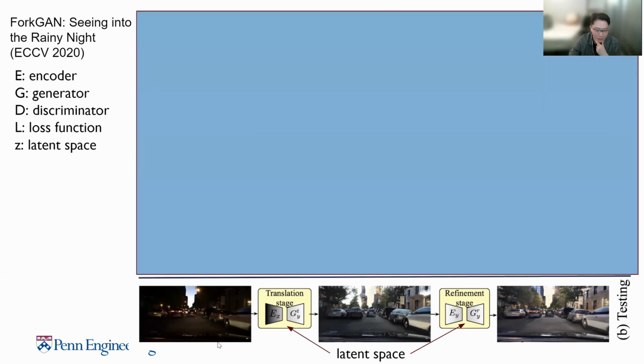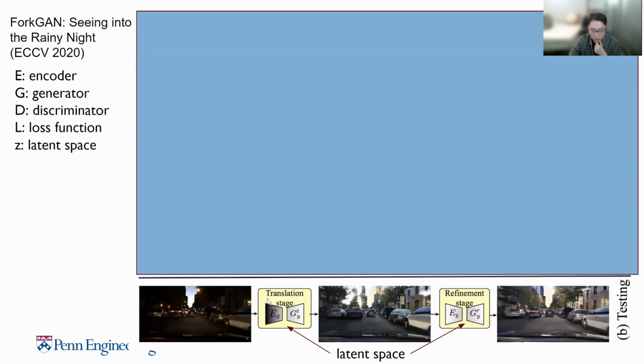So let's look at the testing pipeline, the inference pipeline, first. I have some legends over here. E is for encoder, G is for generator, right? And we will see this in this part. The encoder takes an image and outputs some latent space, some lower dimensional representation. Then the generator takes in this latent space and outputs another in-between image.